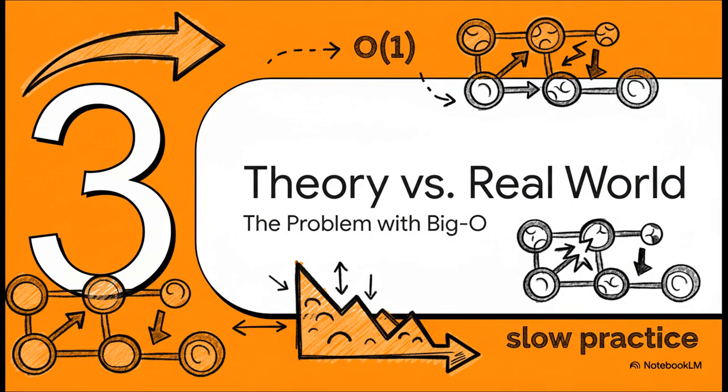So this leads us to this really interesting clash, this collision between academic theory and what happens in the real world. In algorithms class, we all learned that a linked list insertion is O(1), constant time, which sounds incredible. So why do they so often feel sluggish in a real application?